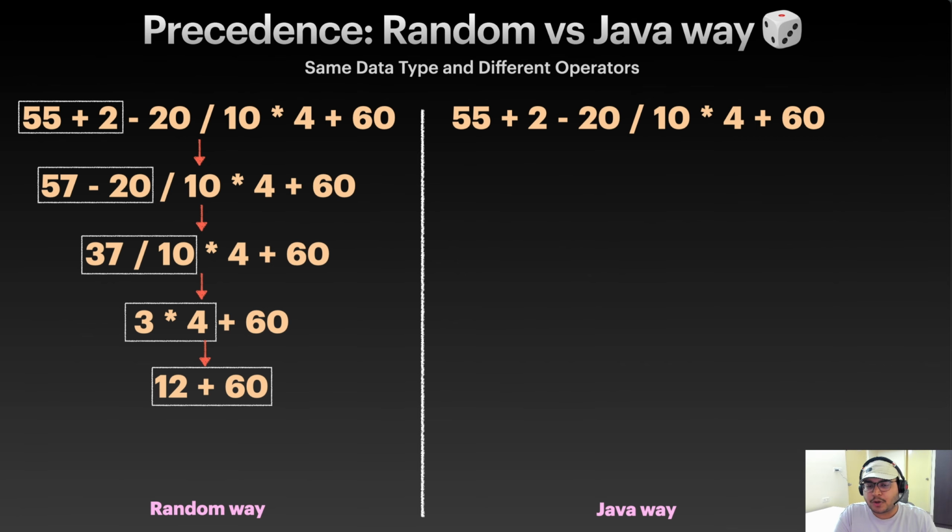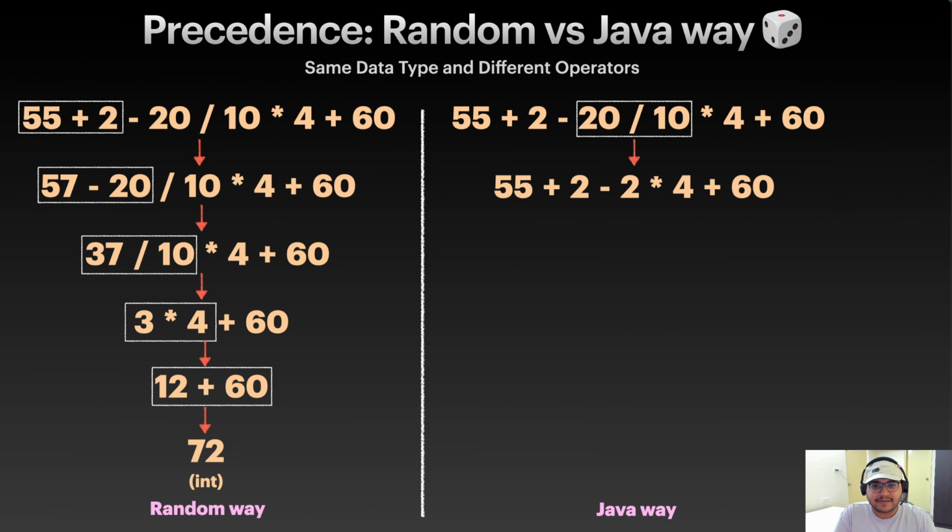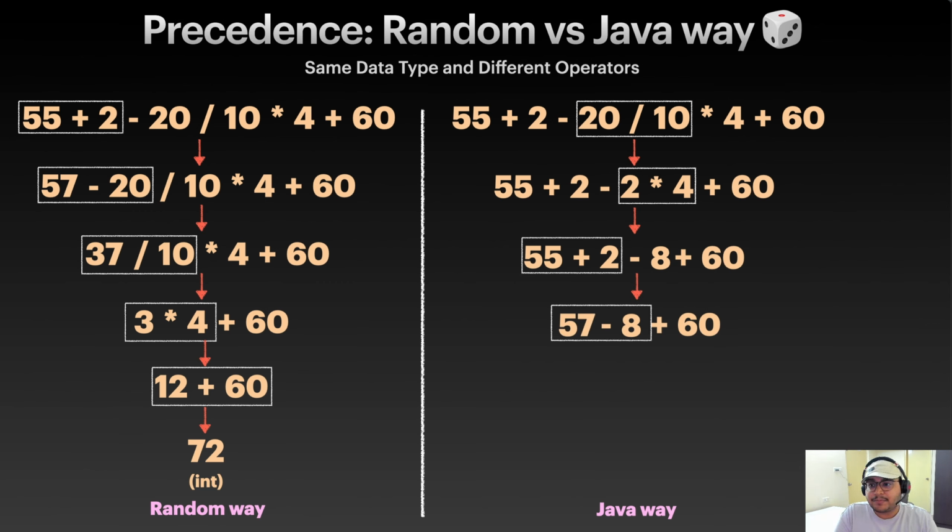And lastly, we have the addition operation. So 12 plus 60 gives us a final result of 72 with a data type of int, because every operand was of the int data type. So the final result is also of the same data type. Now, let's consider the Java way. For this expression, division will be chosen first. So 20 by 10 gives 2, followed by multiplication. So 2 multiplied by 4 gives 8, followed by addition. So 55 plus 2, which returns 57, followed by subtraction, which is 57 minus 8, that returns 49. And lastly, addition. So 49 plus 60, which returns the final answer as 109 of the int data type.